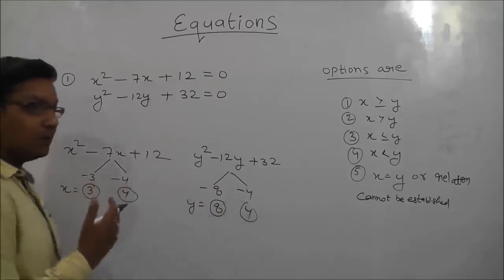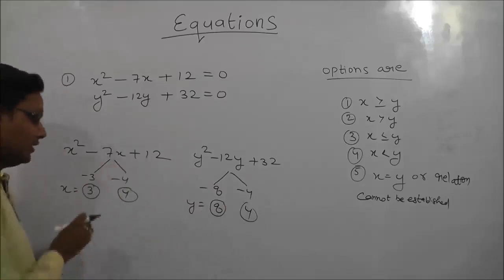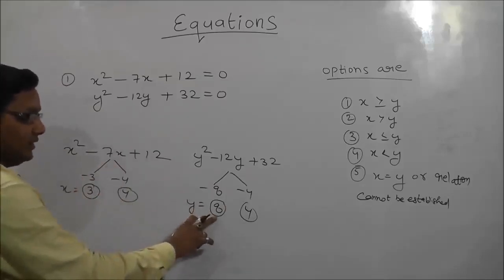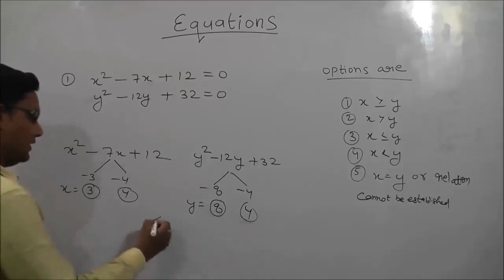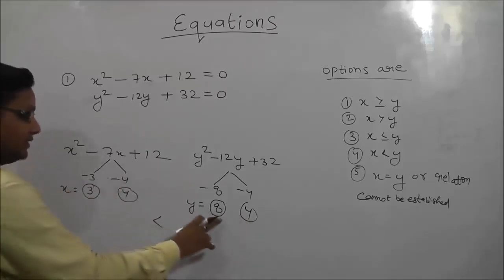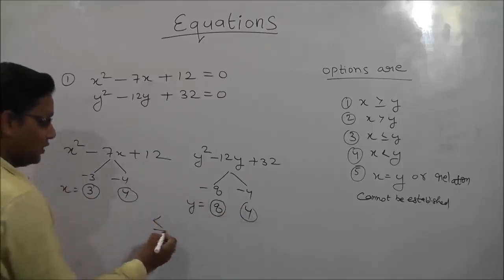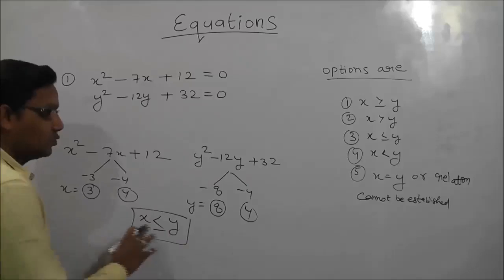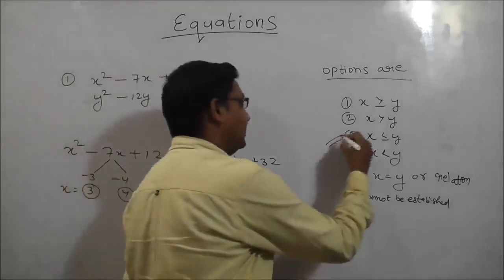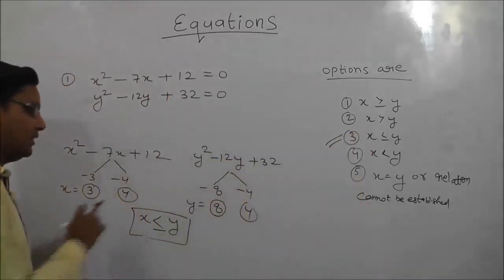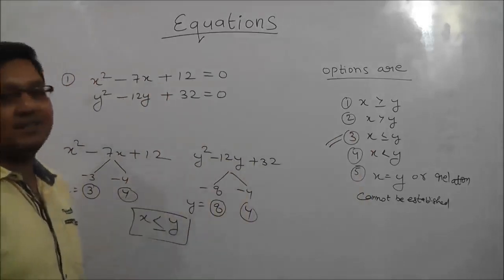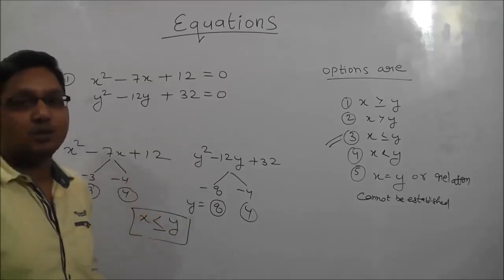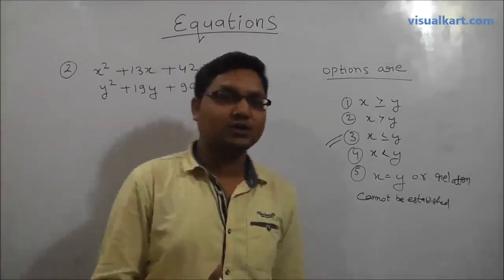Now we have to compare the values of x and y. Compare each value: 3 is less than 8, and 4 is equal to 4. So x is less than or equal to y. So option 3, x is less than or equal to y. In this way you can quickly solve this quadratic equation. Let's see the next variety of questions. So let's see the second question.